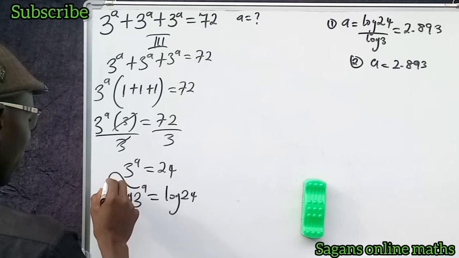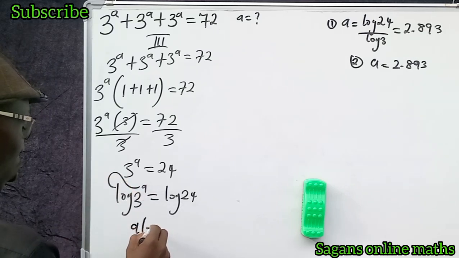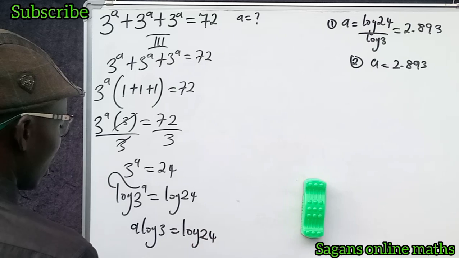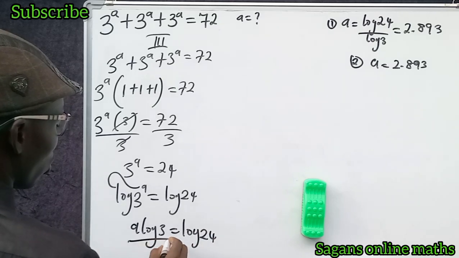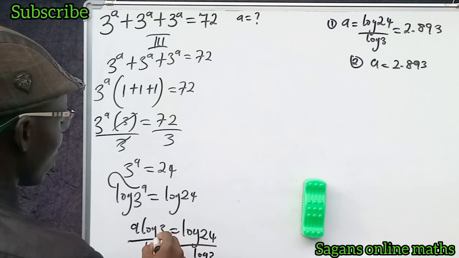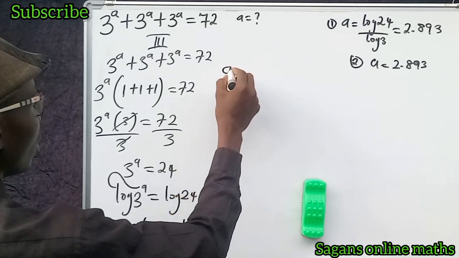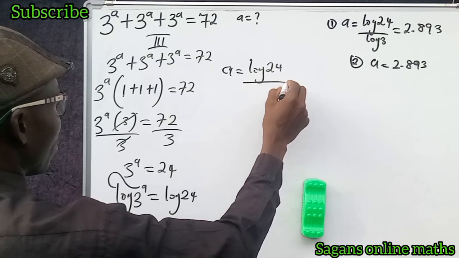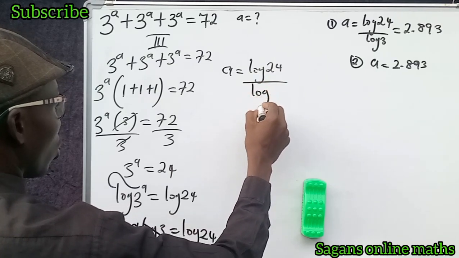So this will go back to multiply the log. So it becomes a log 3 is equal to log 24, right? Now you can divide both sides by log 3, because we are looking for a, right? Log 3 will cancel out this. So we see that a is equal to log of 24 divided by log of 3.